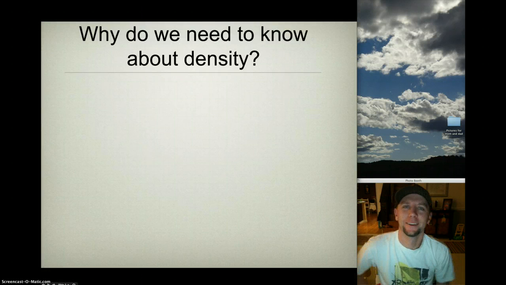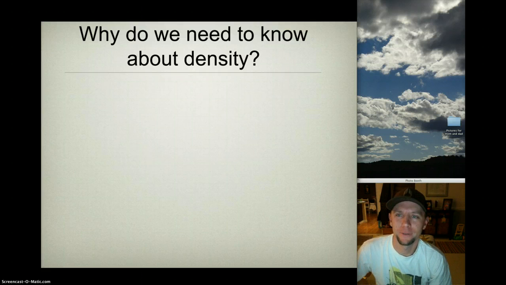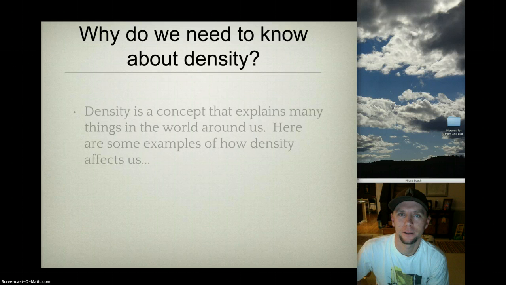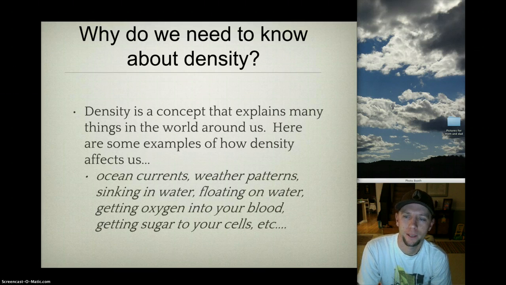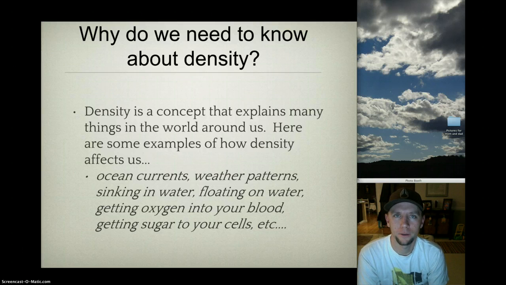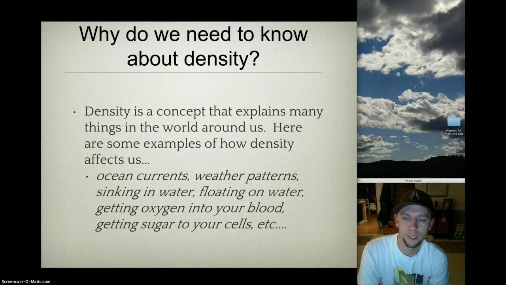There we go. So the first thing you want to ask yourself is, why do you want to know about density? Density is a concept that explains many things in the world around us, and here are some examples of how density affects us. Density creates ocean currents, weather patterns, sinking in water, floating in water, getting oxygen into your blood, and allowing sugar to get into your cells.